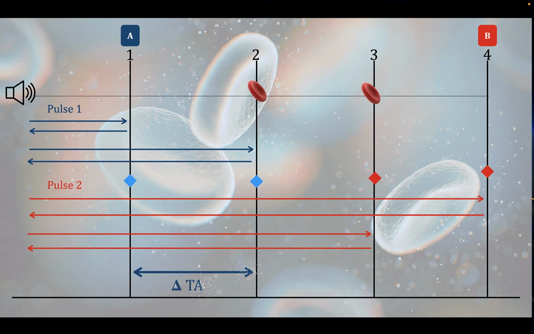And the delta time it takes, the difference in time between these two pulses, is the velocity of the RBC and is also proportional to the Doppler shift. Now that is the concept of phase shift, which analyzes the position of the RBC either moving towards or away from the transducer. And now we will assess how this time is calculated into a Doppler shift.